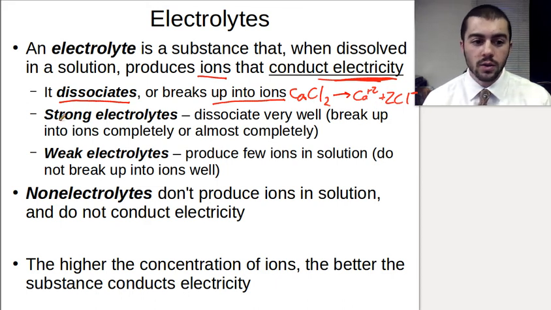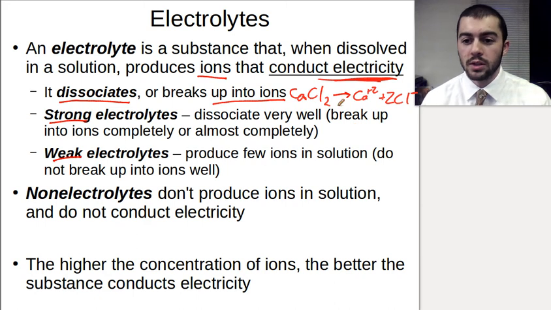The difference between a strong electrolyte and a weak electrolyte is that a strong electrolyte dissociates very well. It's going to break up into ions really well. This calcium chloride is really going to break up into ions, and we're not going to have a lot of unbroken calcium chloride. It really is going to dissolve well and dissociate well into ions.